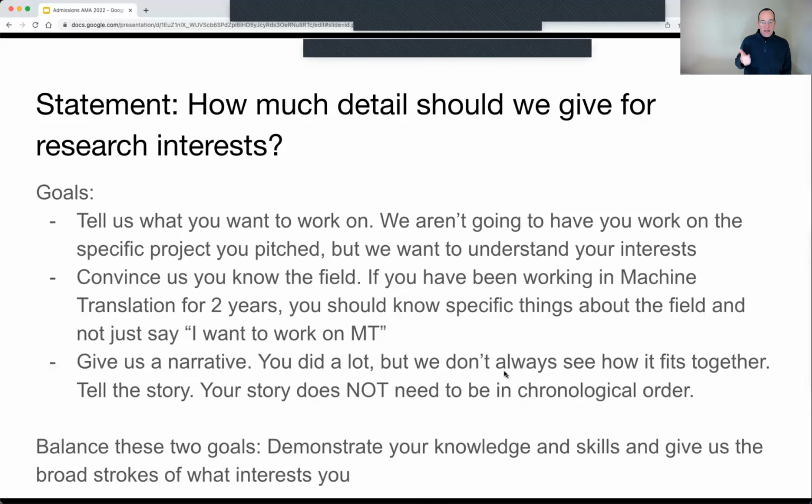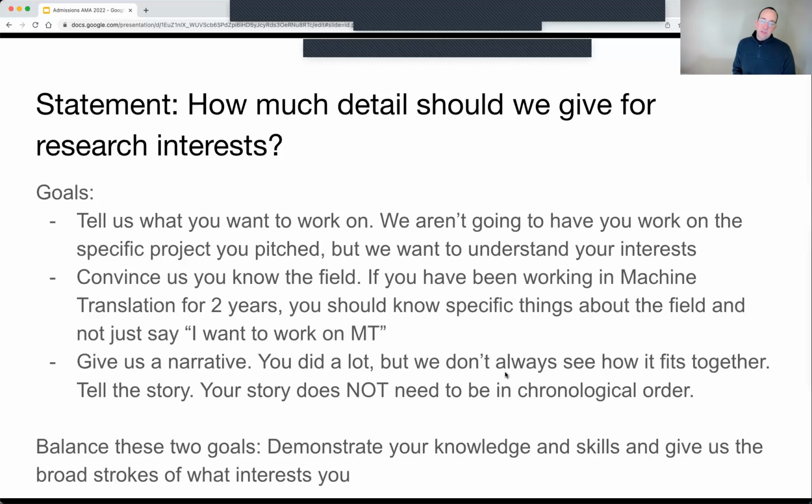The second goal is to convince us that you know what you're talking about. If you've been doing machine translation for 2 years, you should know specific things about the field, and your statement shouldn't just say, I want to work on MT because it's interesting, okay? So there's a balance here. You want to be specific in ways that demonstrate you know what you're talking about, but you're not trying to pitch us your project and your PhD. You're trying to educate us on the types of things that would be of interest to you. We know the projects that are available, you don't. We need to know enough information to know if you'd be a good fit for those projects.